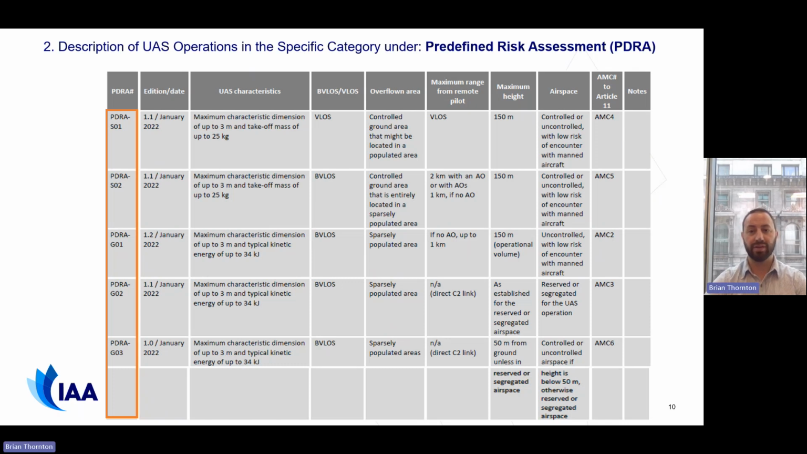Likewise, predefined risk assessments were the precursor to STS. There are 5 different scenarios: PDRA S01 and S02, and then PDRA G01, G02, and G03. And again, without getting too much into the detail, it prescribes, I'd like to say, a pre-baked risk assessment that operators can apply to their operations manual, apply to their operation. And similarly with the STS, there's a breakdown between VLOS and BVLOS operations and the requirements therein.